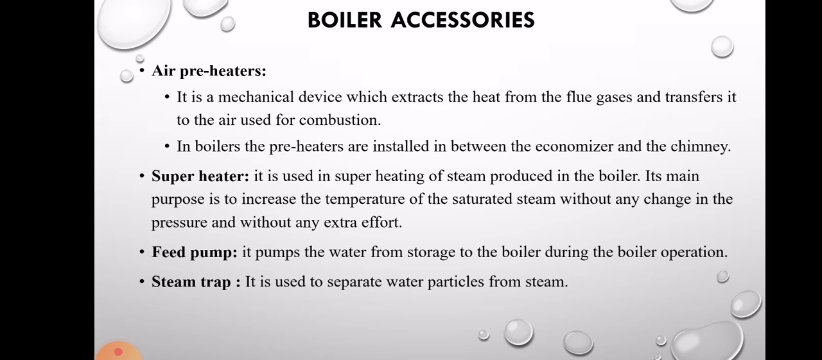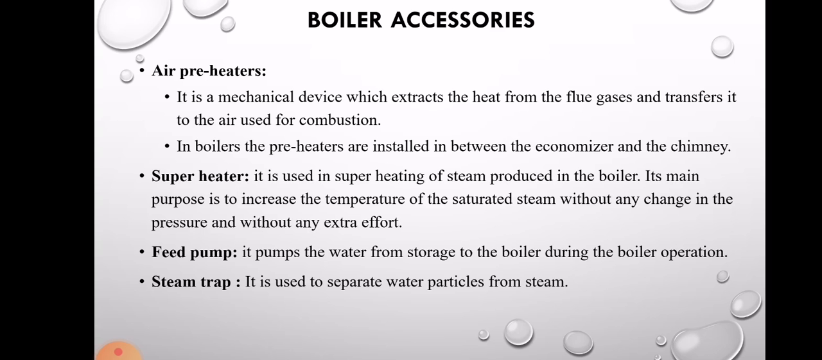Then we have a feed pump. Even though we have listed this under an accessory, it is actually something which is close to a mounting only, but since it is separately installed, we call it as an accessory. It pumps the water from the storage to the boiler during the boiler operation. Then we have the steam trap. In some cases we also have anti-priming pipe and so on. Now these are mainly used to separate water particles from the steam.